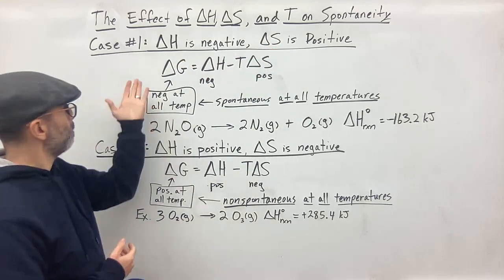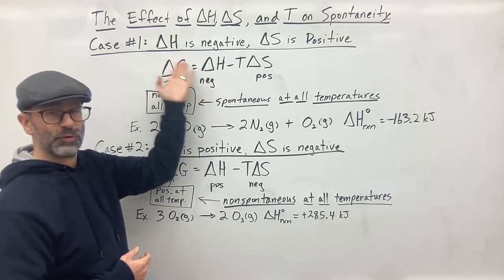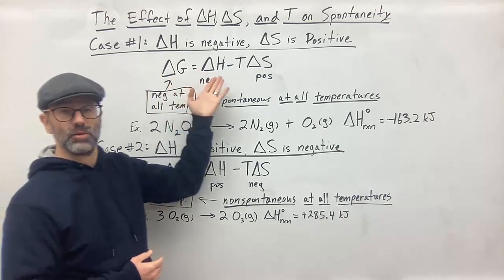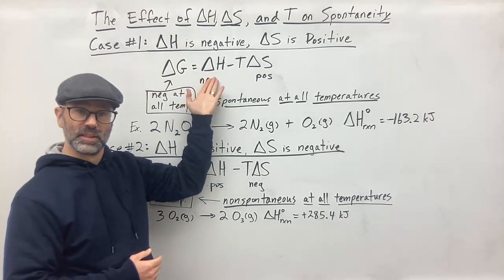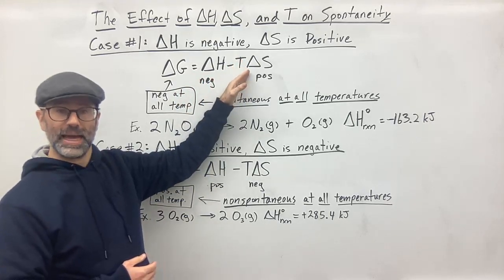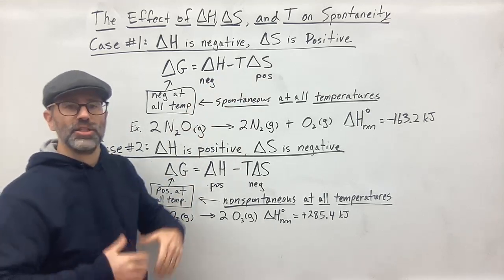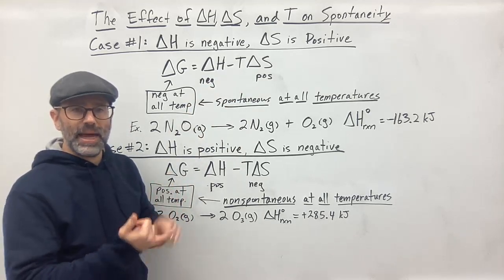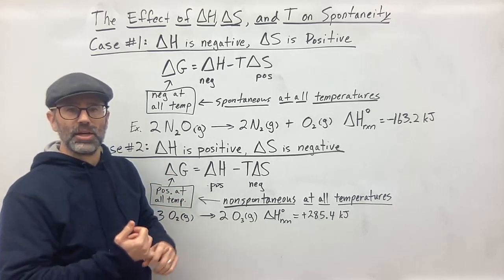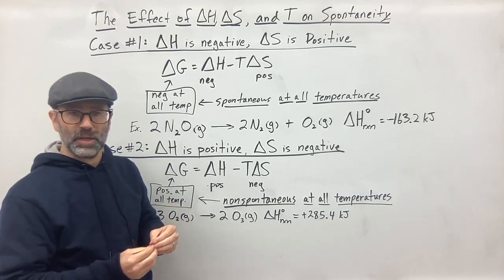So we're going to look at this equation here. So remember, this is the Gibbs free energy equation. So the change in the Gibbs free energy is equal to the change in the enthalpy of the system minus the temperature multiplied by the change in the entropy of the system. So in this case, we're looking at a case in which there is a negative change in the enthalpy of the system, and there is a positive change in the entropy of the system.